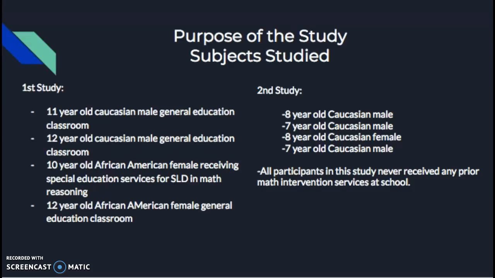In the second study, there were also 4 particular participants. The first one was an 8-year-old Caucasian male, his name was Kyle. The next one was a 7-year-old Caucasian male named Patrick, an 8-year-old Caucasian female named Julie, and a 7-year-old Caucasian male named Mark. All of these participants in the second study never received any prior math intervention services at school.